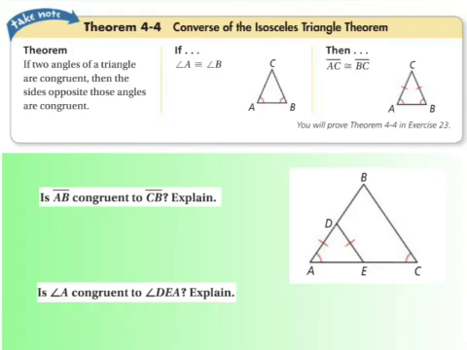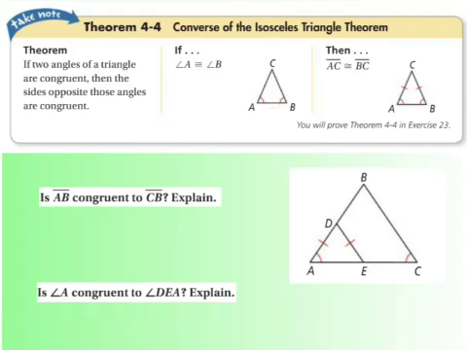The converse of the isosceles triangle theorem says exactly the reverse, that if two angles of a triangle are congruent, then the sides opposite those angles are congruent. So given two congruent angles, you have two congruent sides.